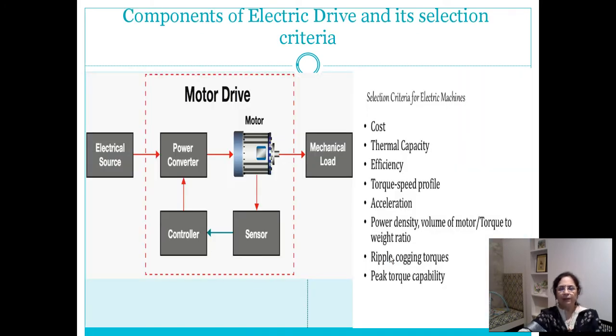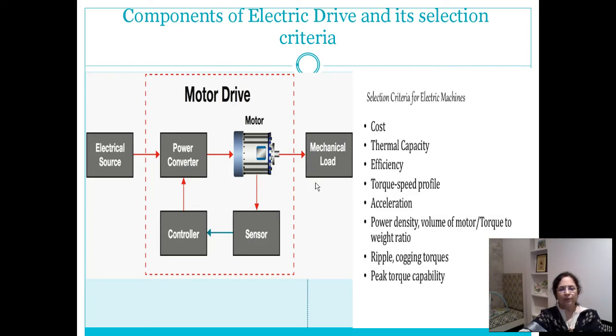What do we mean by an electric drive? It is made up of some components. In general form, the block diagram appears like this, having an electrical source connected to a power converter which feeds the motor driving the mechanical load. Now, as a feedback loop, the motor speed and torque parameters are sensed and fed to the controller, which controls the operation of the power converter. This is a general block diagram for any electric drive.